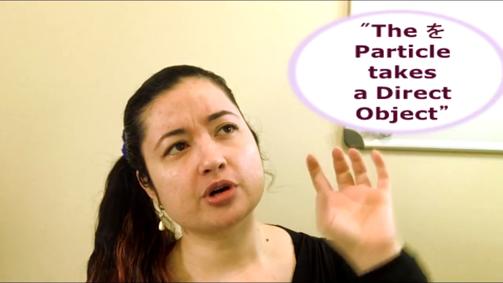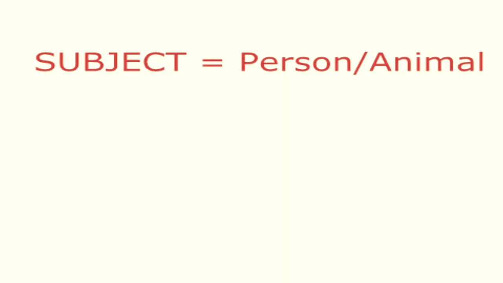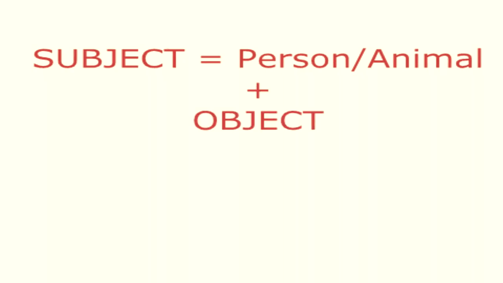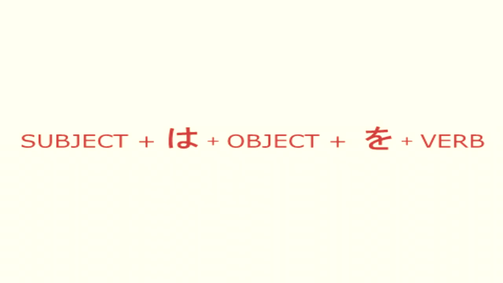Okay? And then the second thing that's important to mention is that if you look in any dictionary or textbook, what it's going to say is the wo particle takes a direct object. And I remember the very first time when I read this and I was like, what does that even mean? Well, what it means is that you must always have a subject. It can be a person, it can be an animal who is going to take an object and who is going to perform an action on that object. So the most common structure is subject, wa particle, object, o particle, and then verb.